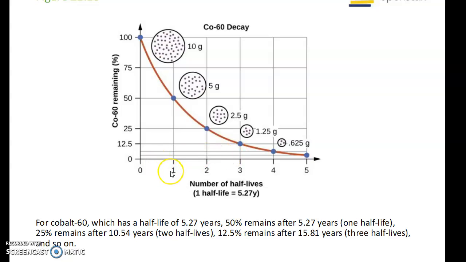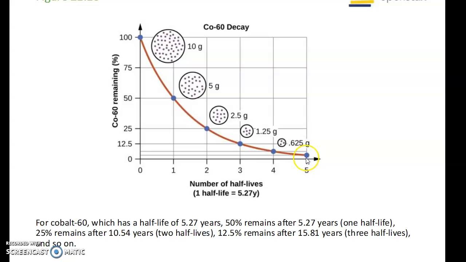So this right here would be 5.27. This would be 10.54, et cetera. This would be the 15.81, and continues on that way, okay? So each one of these increments right here is 5.27 years. Each one of those, so it's the same length of time. Each time it drops by half. And so you can see it.